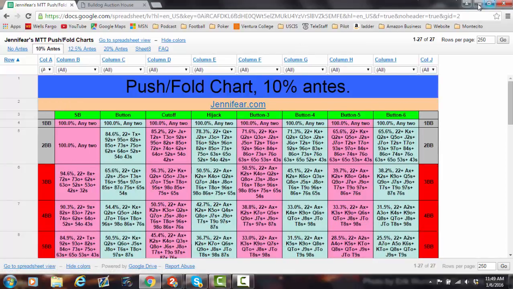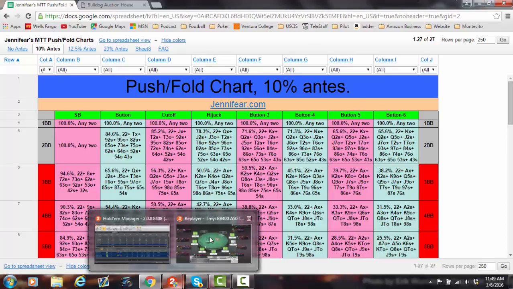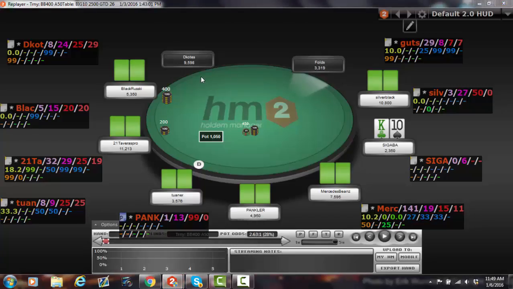All right, the next step is to take a look at your hand. Now we need to find out which position we're in. If this is the button, this is the cutoff, the hijack, and this would be the button 3. So we're in the button 3 right now, the big blind is 400, and we have 2350, so we have about 6 big blinds.